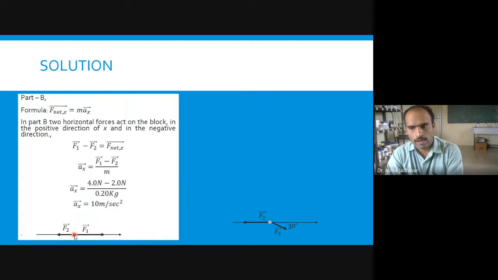Look at it. F1 is along the x-axis, F2 is along the minus x-axis. We know the values of F1, we know the value of F2. And now we are going to determine our acceleration. To determine acceleration, what do we have to do? Again, we have to consider the formula. Sorry. F net x is equal to max. Now I need to determine what is the F net x.